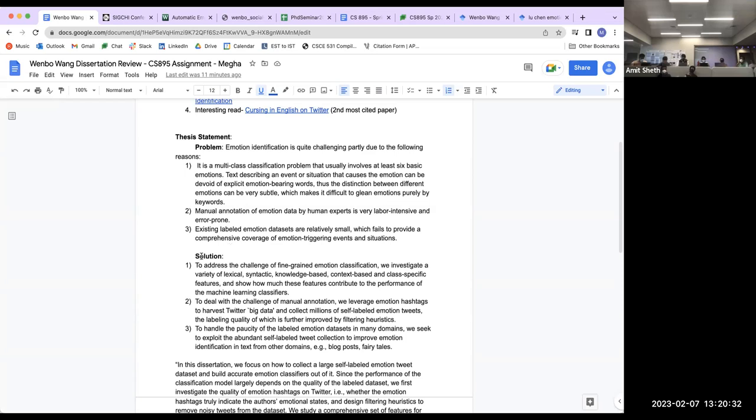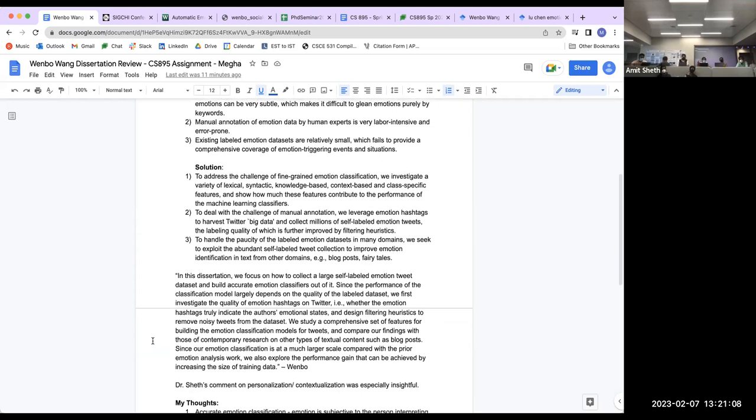The solution that they have provided is that to address the classification problem, they investigated on lexical, syntactic, knowledge based, context based features, so on and so forth. To deal with the manual annotation challenge, they went for the self-labeled Twitter data. And to handle the domain adaptation problem, they just took blog posts from a variety of domains.